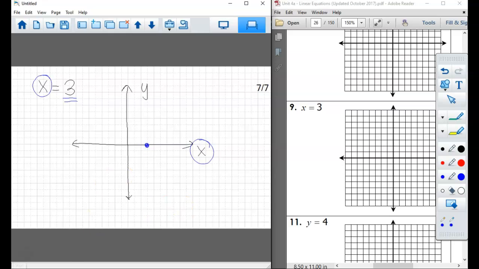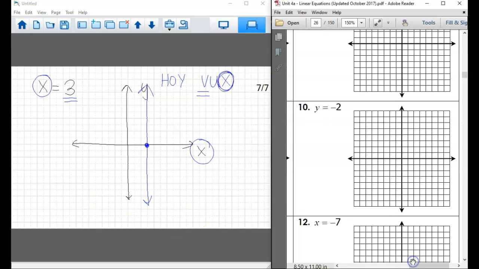Is this horizontal or vertical? Is it a Hoy or a Vux? Well, I'm crossing the x-axis, so it is a Vux. This is a vertical line. Hopefully this is making sense to you the way I'm making these decisions. If not, email me and we will straighten it out. All right, let's do one more.